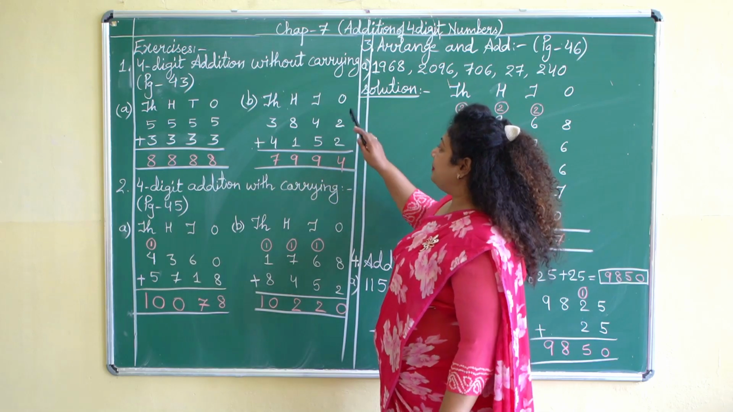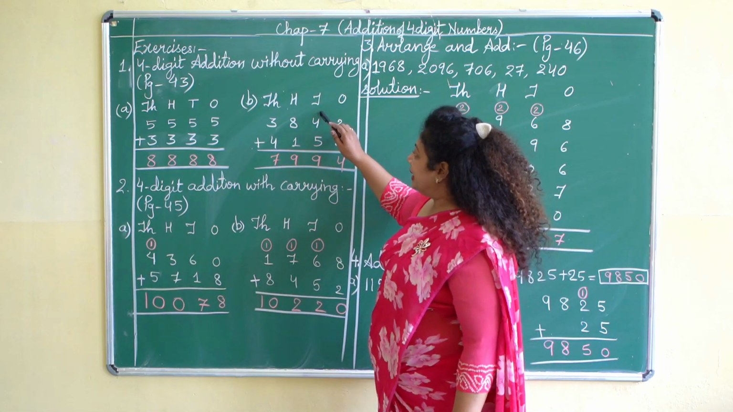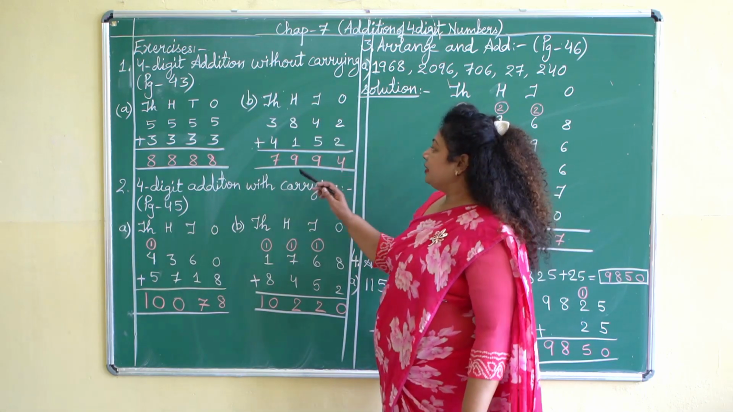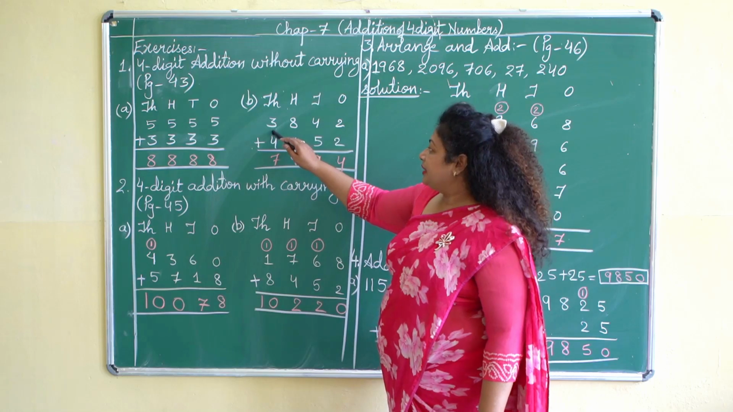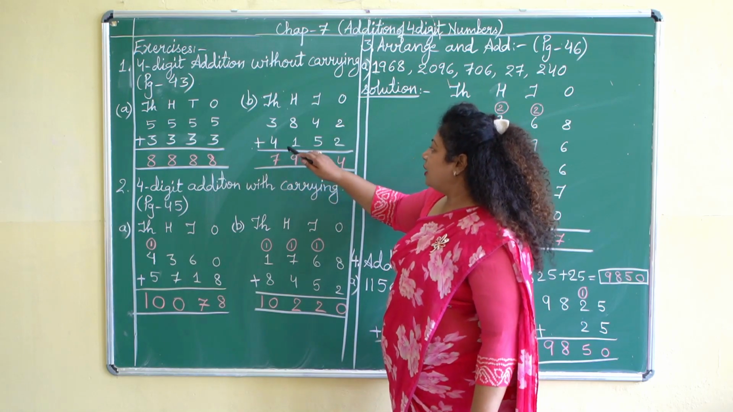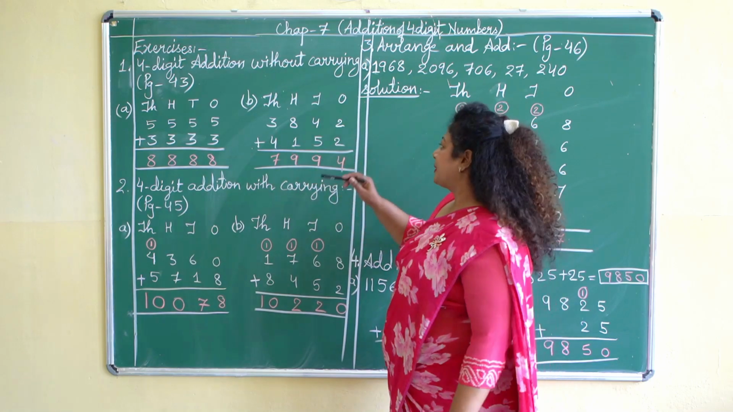Again the numbers are placed according to their values. Ones, tens, hundreds and thousands place. The number given to you is 3,842 plus 4,152. Now let us add these two numbers.